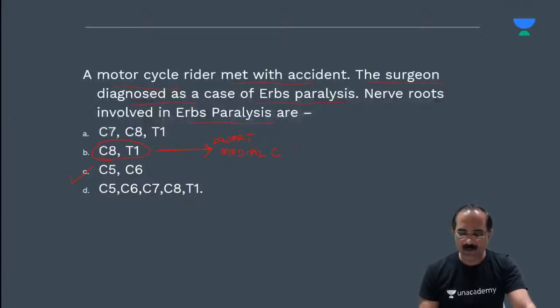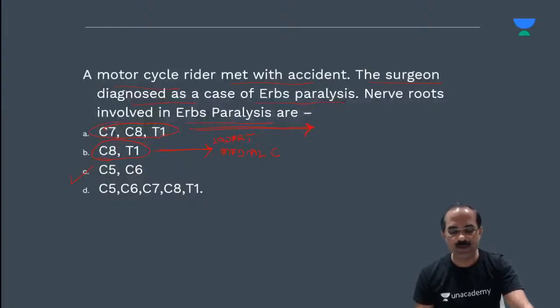Okay, fine. C7, C8, T1. C7, C8 and T1 are present in what? Very specific on this, you should know. C7, C8, T1 roots are present in which nerves?